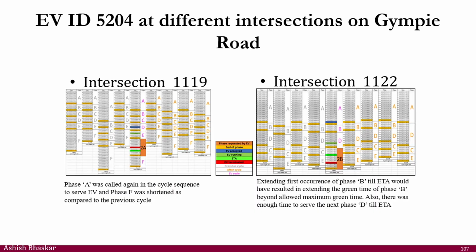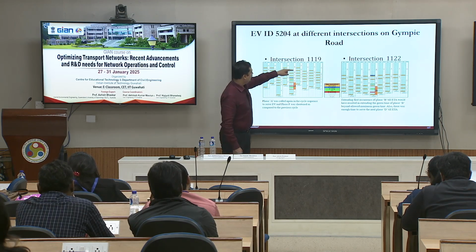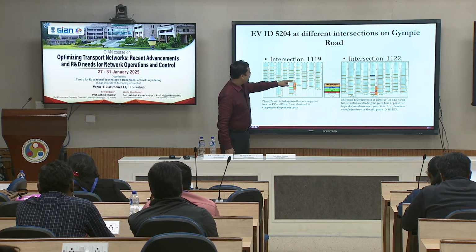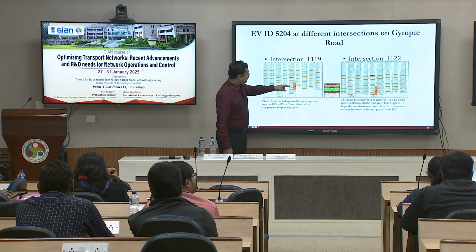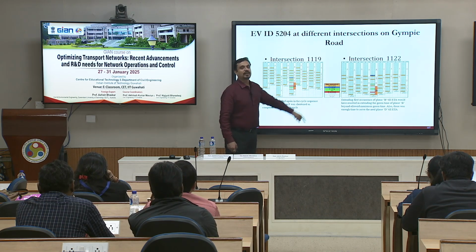That is one example. In another example, you have phases A, B, C, D, E, F. Phase A was called again in the cycle sequence to serve the EV, and phase F was shortened as compared to the previous cycle. So, at this point you got a request accepted that yes, I need to call phase A. So, you are at A, B, C, D, you have enough time to serve E, and then you called A again in the cycle, then you served the EVP, and then you had enough time to serve F, you served F, and then you started your cycle again.